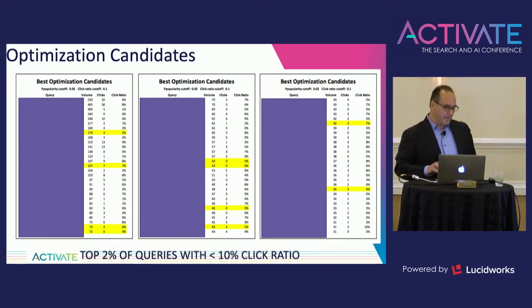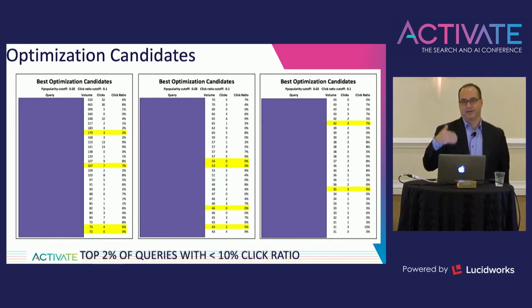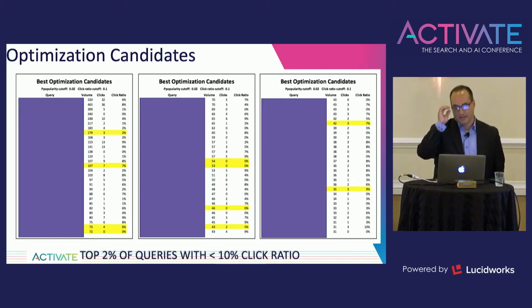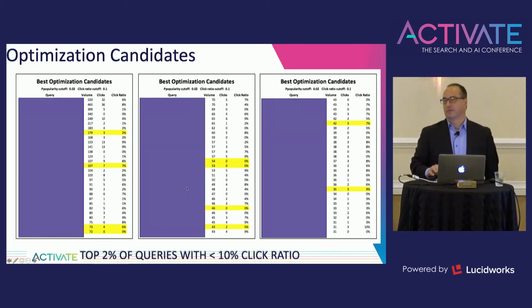So what we then do is basically a Pareto analysis at this point, right? We've taken about 100 of these terms, which I guess was the top 2% of the queries. What we're trying to do is identify those that had the highest volume and the lowest click ratio.